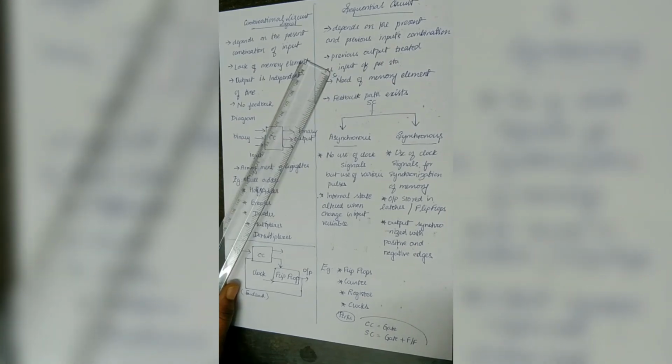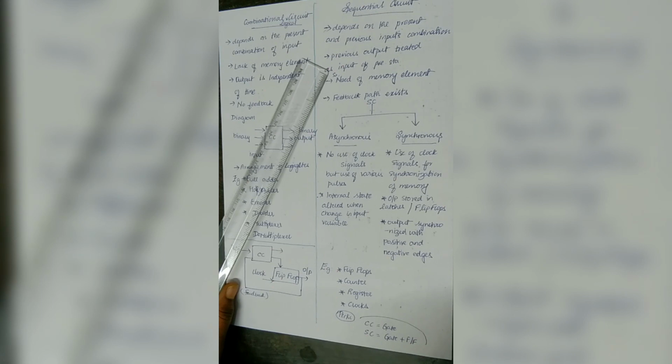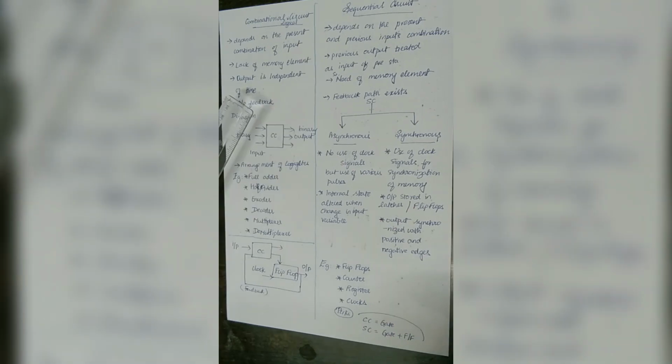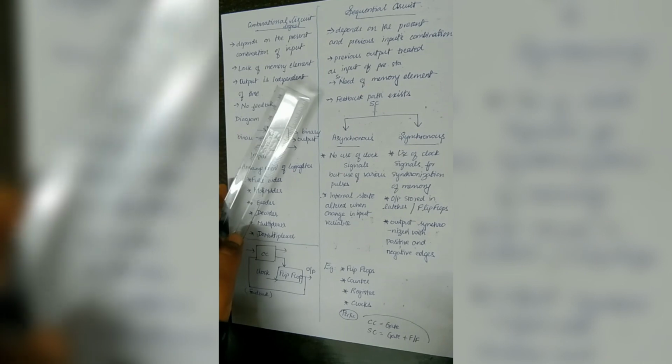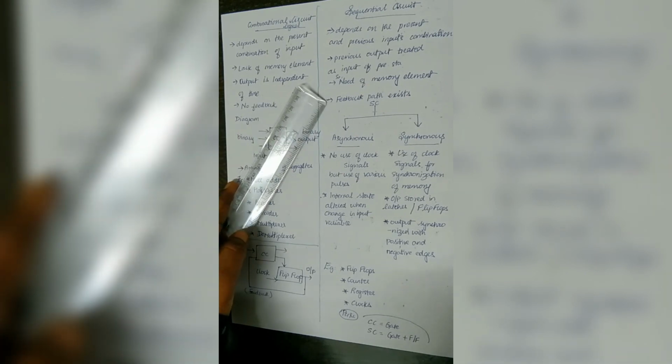Since in sequential circuit the previous output is treated as a present input, it needs a memory element in order to store the information. In combinational circuit, the output is independent of time, whereas in sequential circuit, it is dependent on time, which we will be seeing later. Since combinational circuit is dependent on the present input, it has no feedback, whereas sequential circuit has feedback path existence.